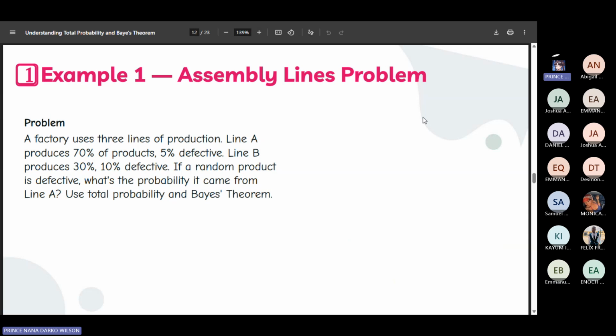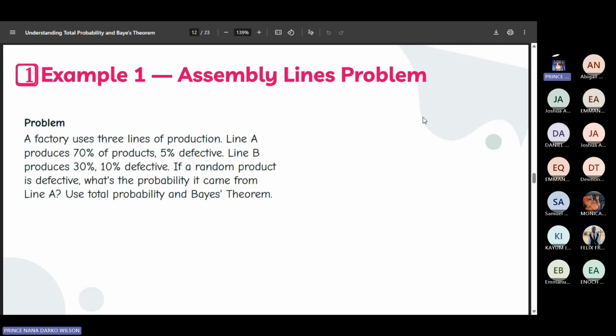A factory uses 3 lines of production. Line A produces 70% of products with 5% defective. Line B produces 30% of products but with 10% defective. If a random product is defective, what is the probability that it came from line A?